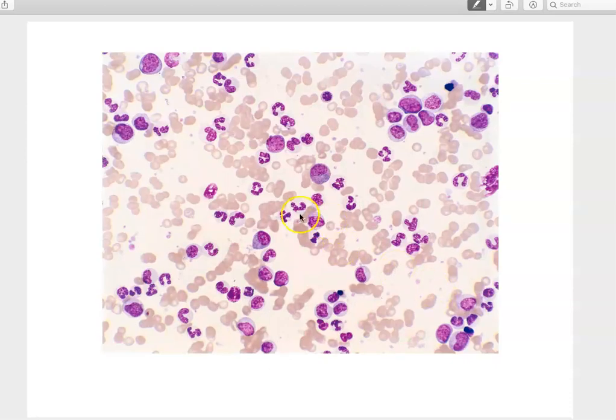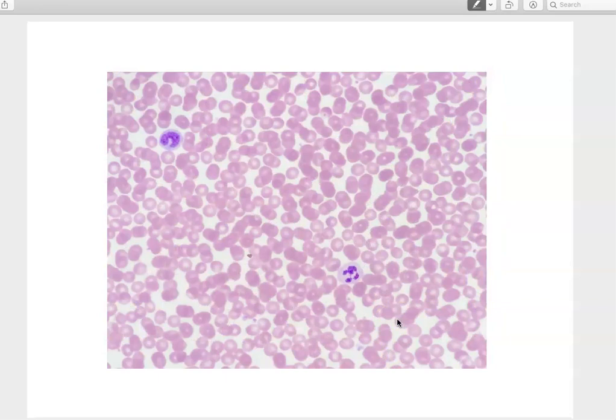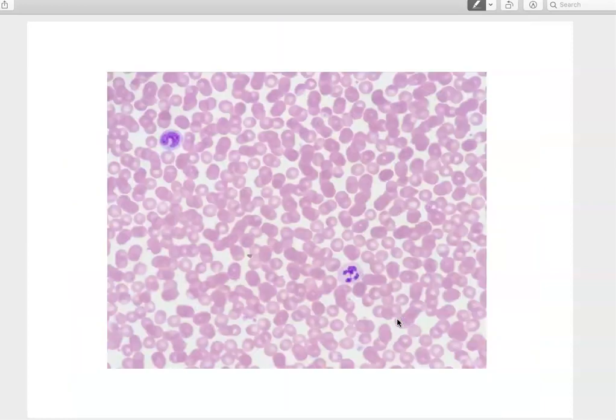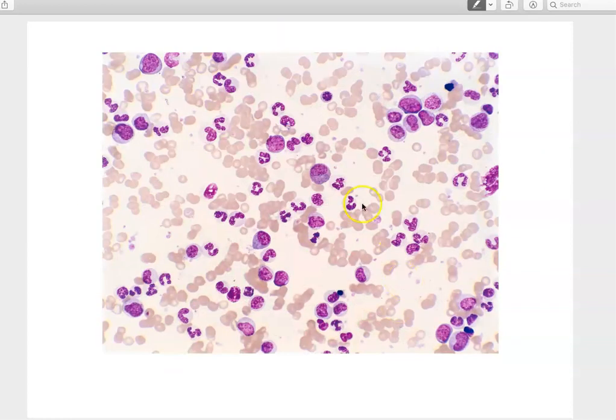Oh, what is wrong with this blood smear? Normally, you have very few white blood cells, right? In your blood smear. But this blood smear is filled with white blood cells. What is this? This is leukemia. So leukocytes, white blood cells, this is cancer of the white blood cells, leukemia. So I just wanted to show you that picture.